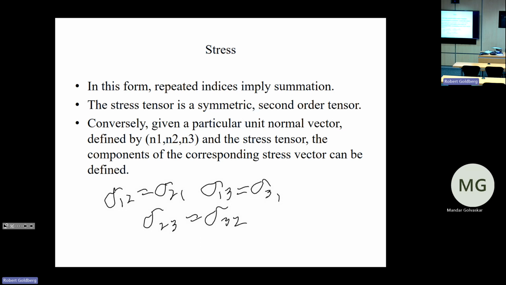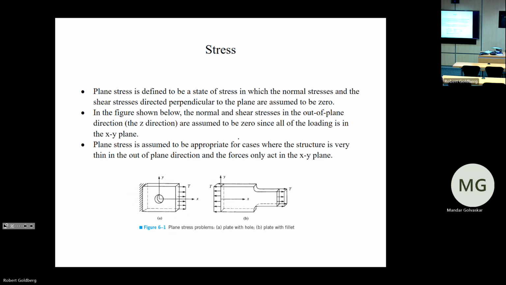And so if you know the normal vector and you know the stress tensor, you can compute the stress vector, which is related to the force. If you know the stress vector and you know the stress tensor, you can compute the normal vector. If you know the normal vector and the stress tensor, you can compute the components of the stress vector.